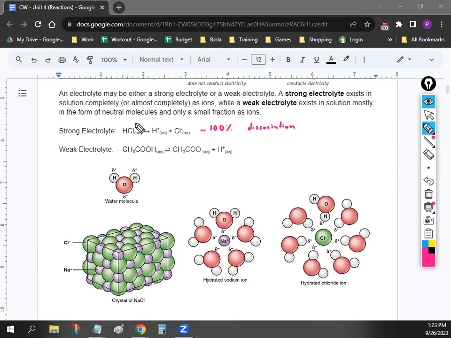So for example, HCl is a strong electrolyte. You put HCl in water, it will almost completely, every single molecule will break up into H plus and Cl minus.